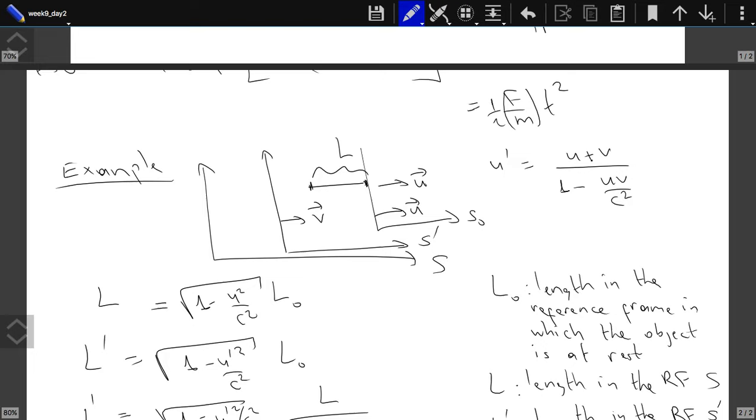This is the limit when u is 0. This is consistent with that limit. But then there is the other limit: what if v is 0? If v is 0, then the speed of the S prime reference frame relative to the S0 frame should be minus u. So u is minus, v is plus, the numerator doesn't change. So this is our u prime.